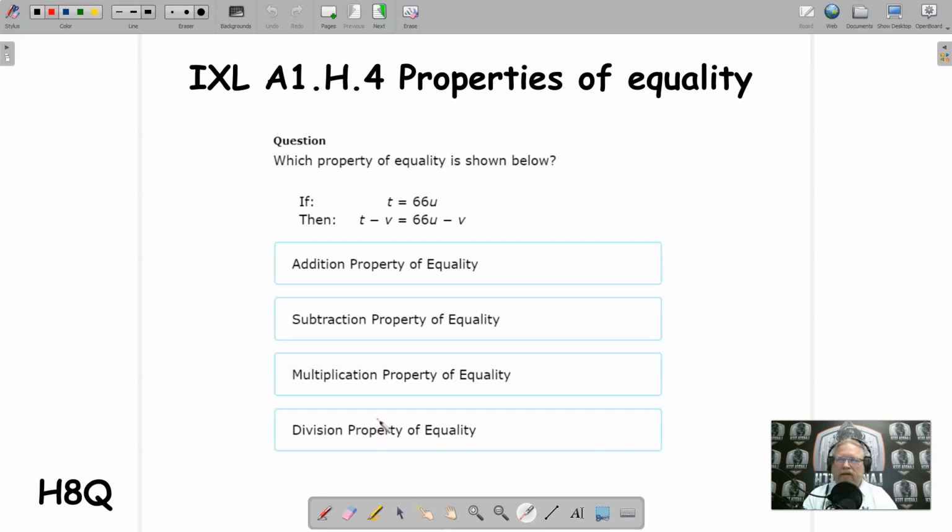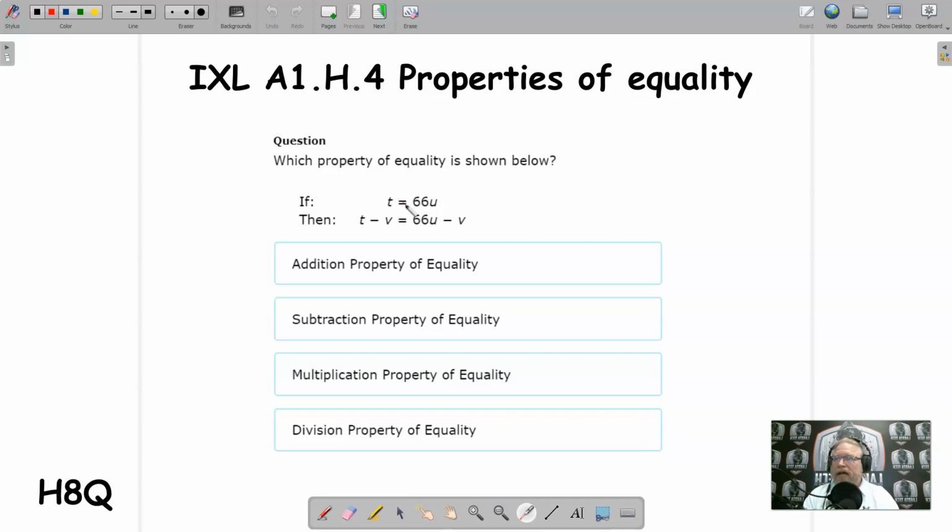So pretty much what we're going to do is look at if this, then that. So we're saying if this is equal, then this is equal here. And what is the reason for it? We're going to have to see what it is that they're doing to one side. Are they also doing it to the other side? And is it addition, subtraction, multiplication, or division?